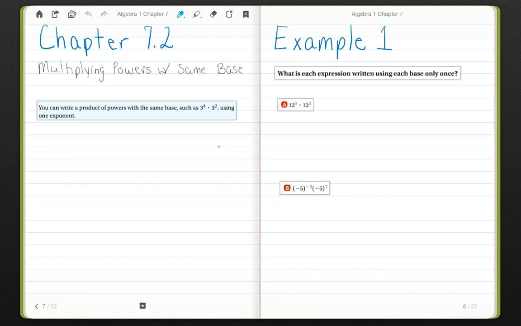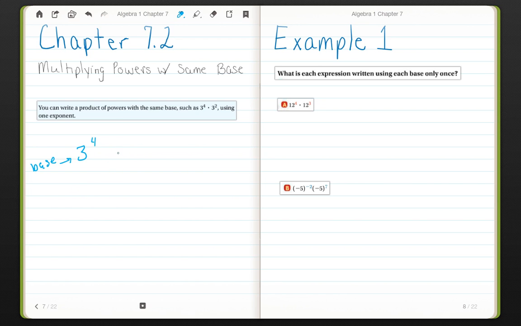Chapter 7.2, multiplying powers with the same base. So you can write a product of powers with the same base, such as 3 to the fourth and 3 squared, using one exponent. So remember, if I have 3 to the fourth, the 3 is the base. As long as the base is the same, you can combine exponents.